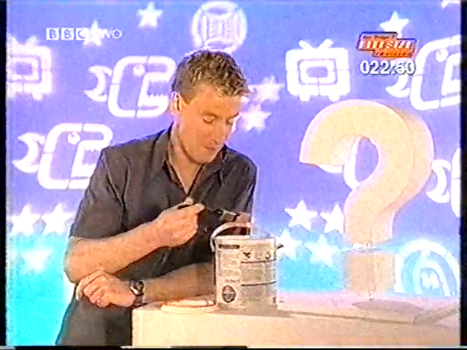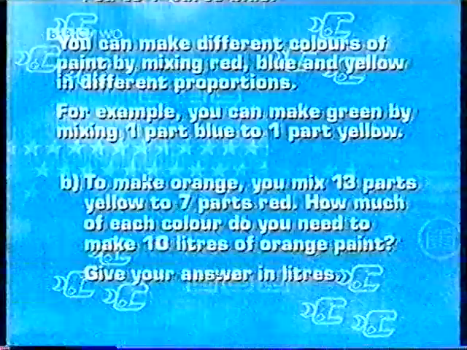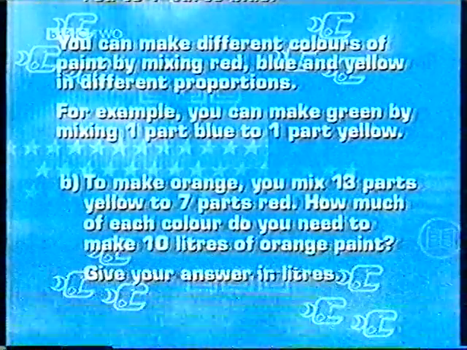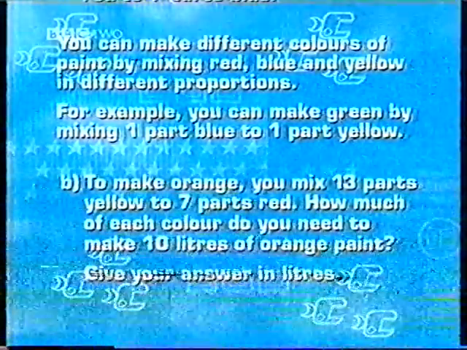Great. Now, what about part B and the orange paint? How much of each colour do you need to make 10 litres of orange paint? And again, we need to give our answer in litres. Let's write the proportions of paint as a ratio again. So we have 13 parts yellow to 7 parts red this time. That's yellow to red, 13 to 7. And this time we're asked how much of each colour we need to make 10 litres of orange paint.